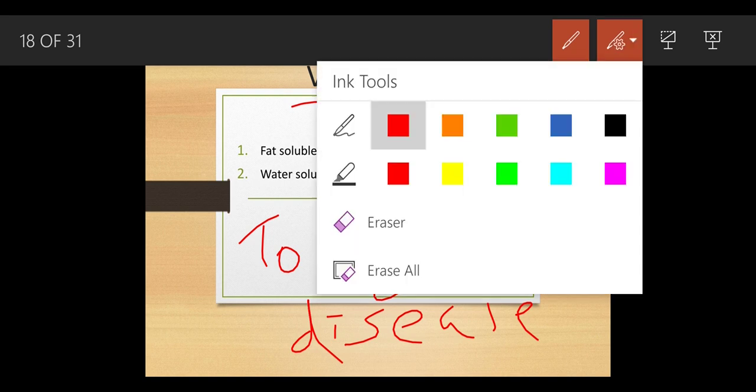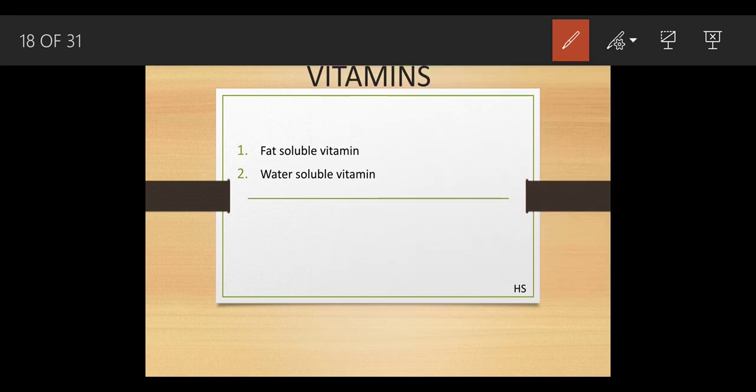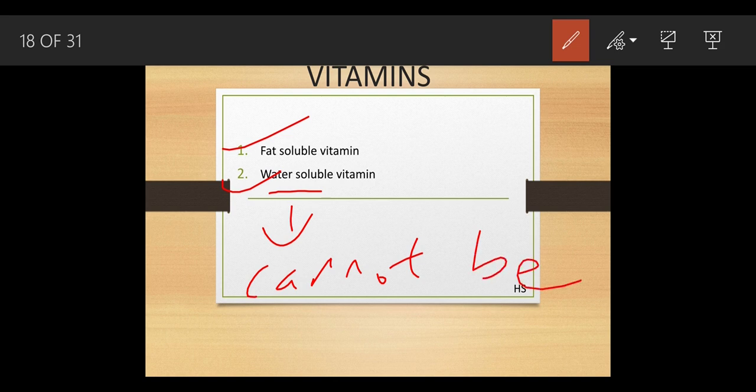These vitamins have been classified into two parts: the fat soluble vitamins and the water soluble vitamins. Fat soluble vitamins are those which can stay in your body for a longer period of time, whereas, as the name itself suggests, water soluble vitamins cannot stay in your body for a longer period of time. They cannot be stored.